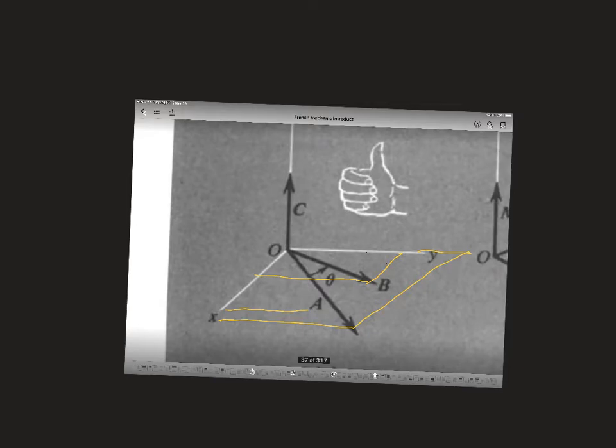This video is how to visualize A cross B. The vector A cross B is the vector C. So what we are going to do is, please see the plane XY. I put it in yellow. Let me put it in red again, the plane XY. This is the plane XY.